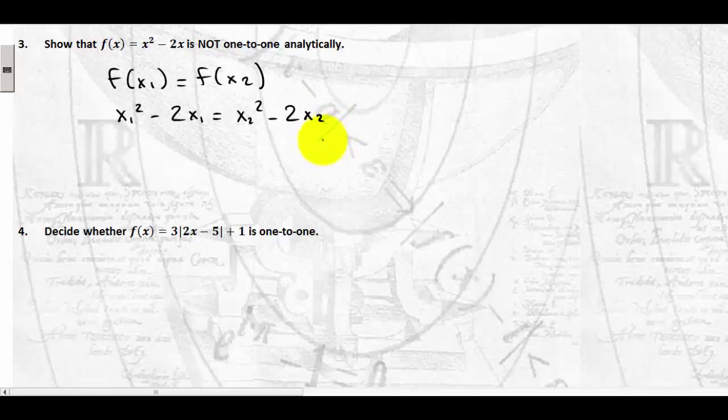All right, what do we do with that? Actually, let me move everything on the same side, okay? So I'm going to keep the negative 2x1 here, and I'm going to say plus 2x2 right here. Okay, got it. Let me factor. I'm going to factor this term right here: x1 minus x2 times x1 plus x2. And here I'm going to factor 2 minus 2 times x1 minus x2.